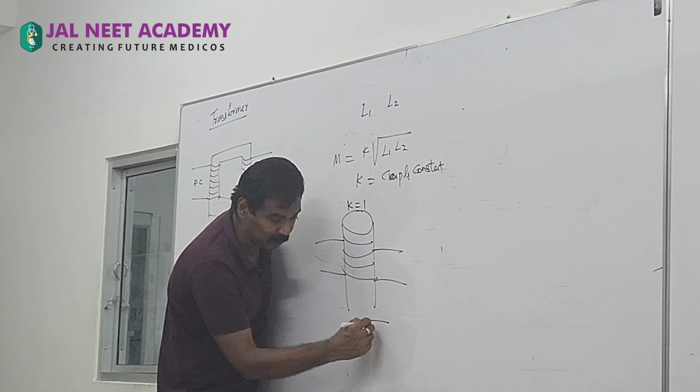If the axes of the coils are mutually perpendicular, the coupling constant is equal to 0 and the mutual inductance is equal to 0. In the first case, the coils are inductively coupled, and in the second case, the coils are inductively isolated.